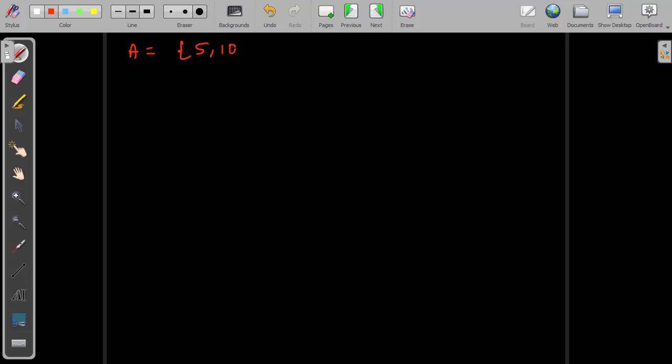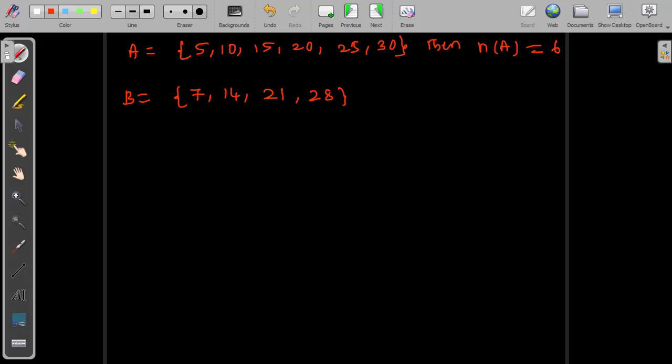Writing in terms of a set, A is 5, 10, 15, 20, 25, and finally 30, up to 30. Here we will write the number of sample points in event A: total we have 6. n(A) represents the cardinal number, so n(A) equals 6. Similarly, B is the multiples of 7: 7, 14, 21, and 28, the last one up to 30. So the number of elements in B equals 4.